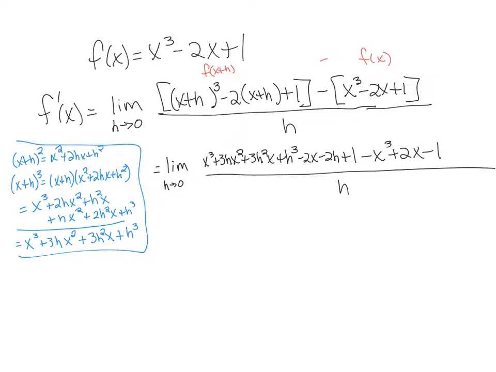Anything without an h cancels. I'm going to start at the back because it's easier. Minus 1 cancels the plus 1. Positive 2x cancels negative 2x. Negative x cubed, positive x cubed. Now I'm left with that guy, that guy, that guy, and that guy. Everybody that's left has an h.